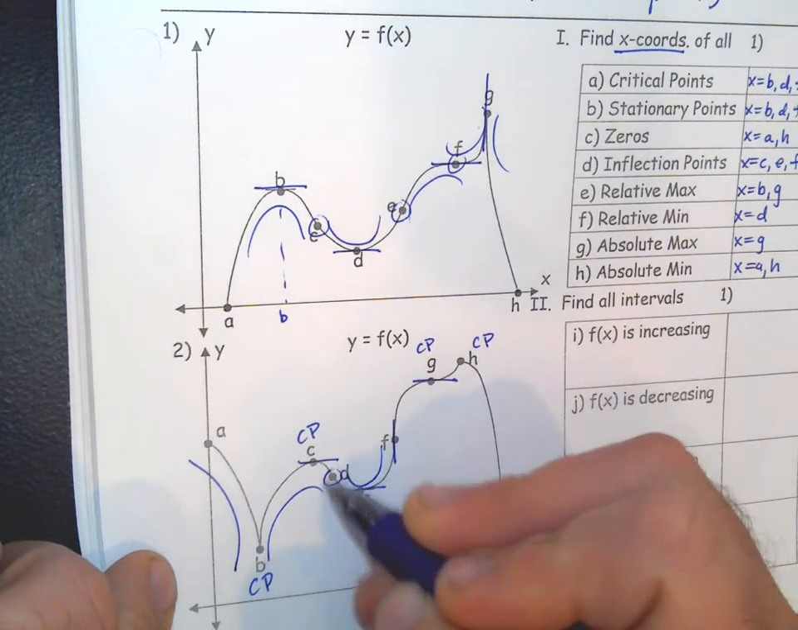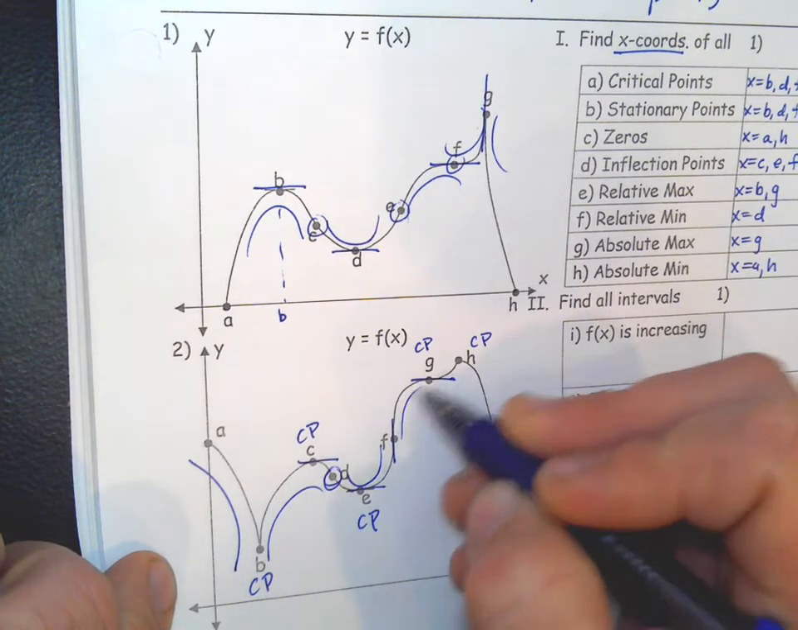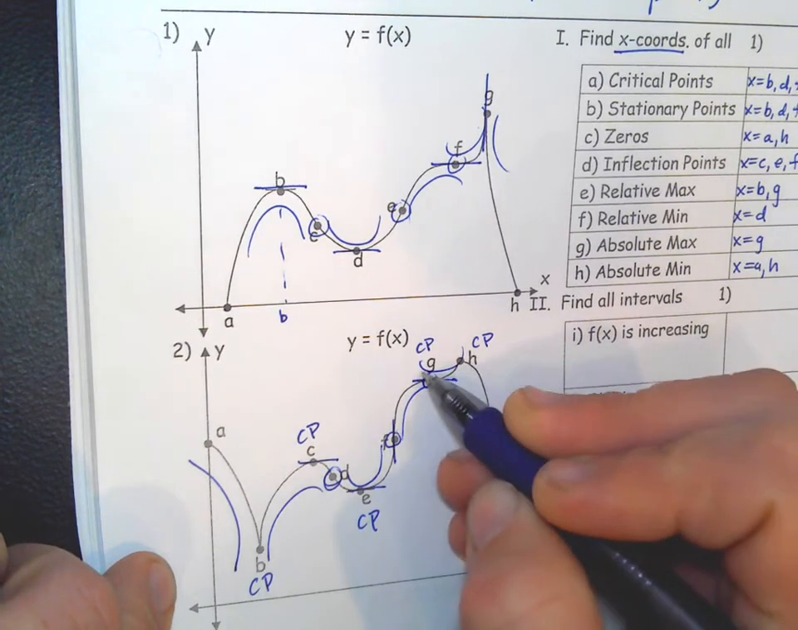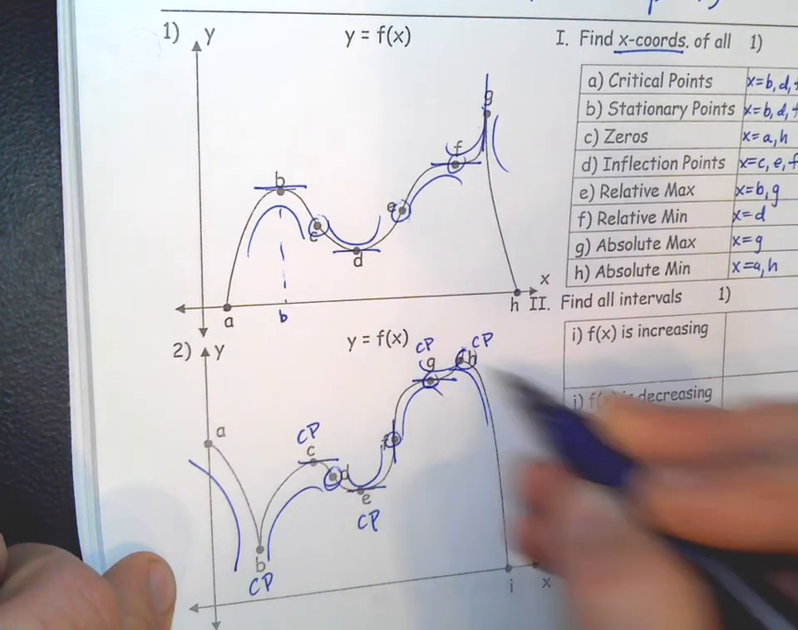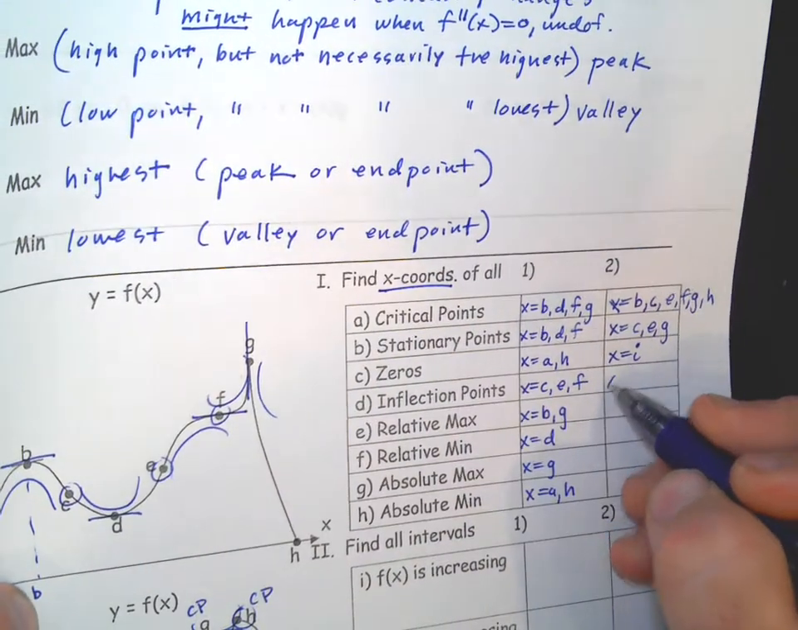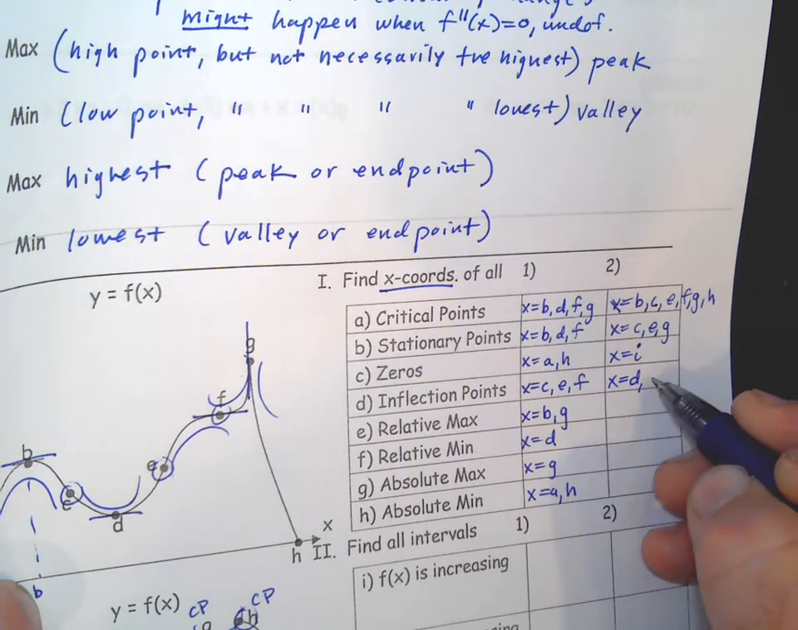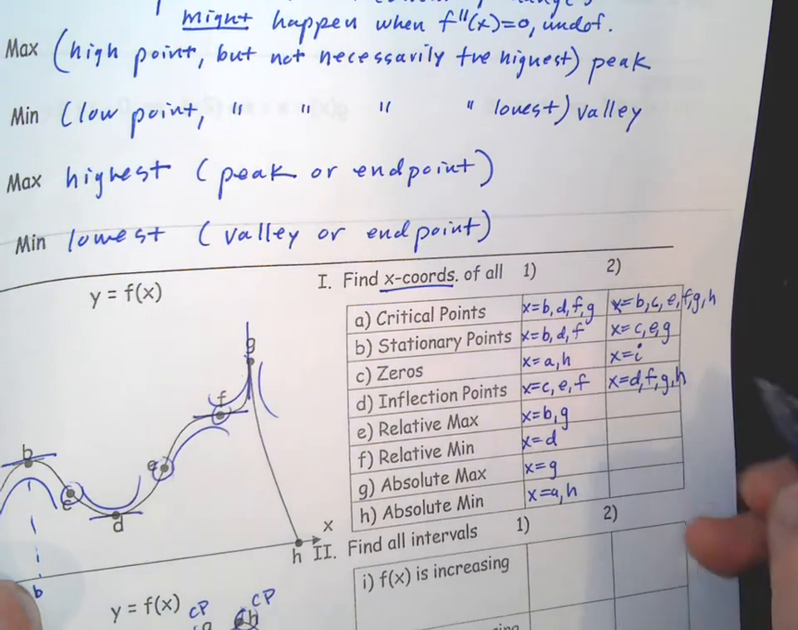So D is one, F is one, G is one. This one goes from up to down. So H is an inflection point. That's one that'll get by people. So we're going to say D, F, G, and H are all inflection points.